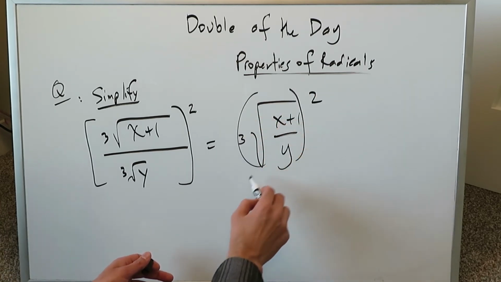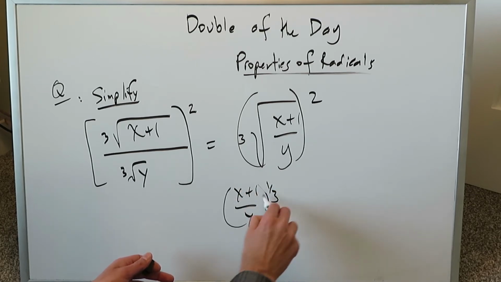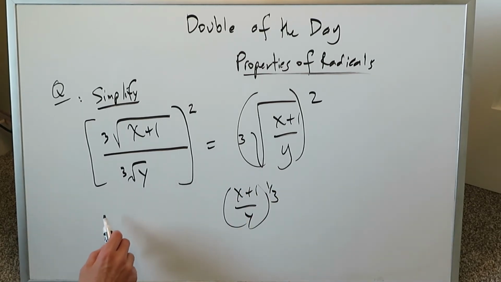This x plus 1 over y can be rewritten as this, to the power of 1 over 3. Let me talk about this specific property over here, which I didn't mention earlier, but I will now.